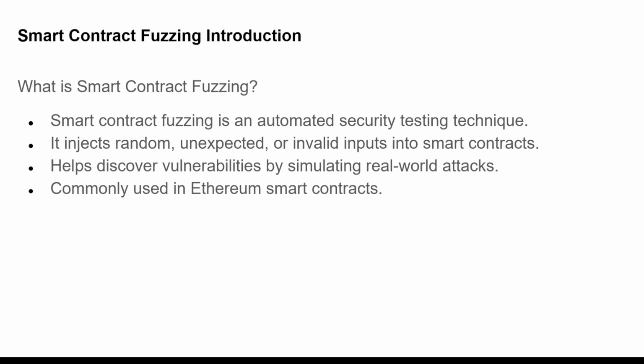In smart contracts, there is also fuzzing testing. So what is smart contract fuzzing? Smart contract fuzzing is an automated security testing technique. It ingests random, unexpected, or invalid input into a smart contract to discover vulnerabilities by simulating real-world attacks. It's mostly used in Ethereum smart contracts, but other smart contracts also use it, because fuzzing is one of the best and most effective techniques for securing smart contract applications.